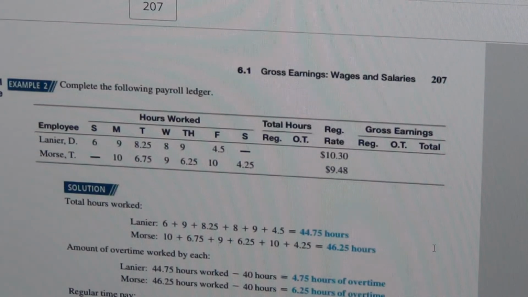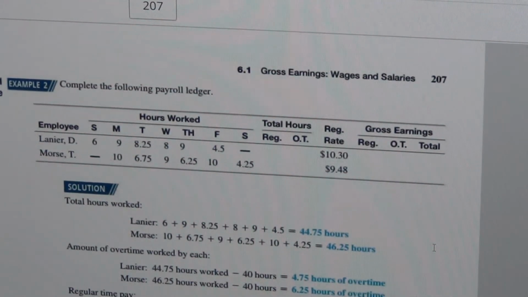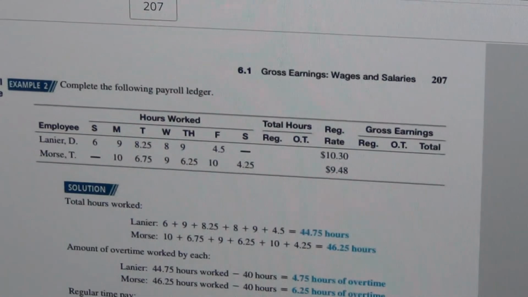So if we go back again and look at the payroll ledger that was completed for overtime, you'll see that now we have Lanier and Morse that we're going to be computing for. If you add up the total hours here, Lanier has 6, 9, 8.25, 8, 9, and 4.25. If we add those across the board, we're going to end up with 44.75. So now we know we've got to take care of 44.75. We've got some overtime we're going to have to compute.